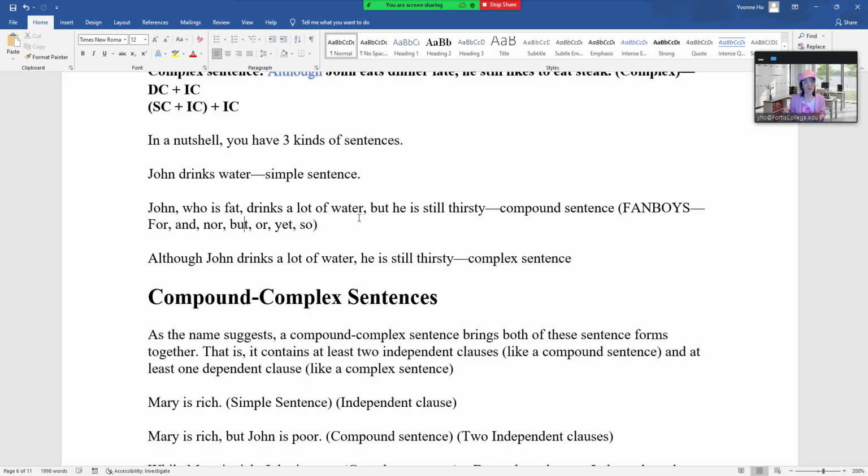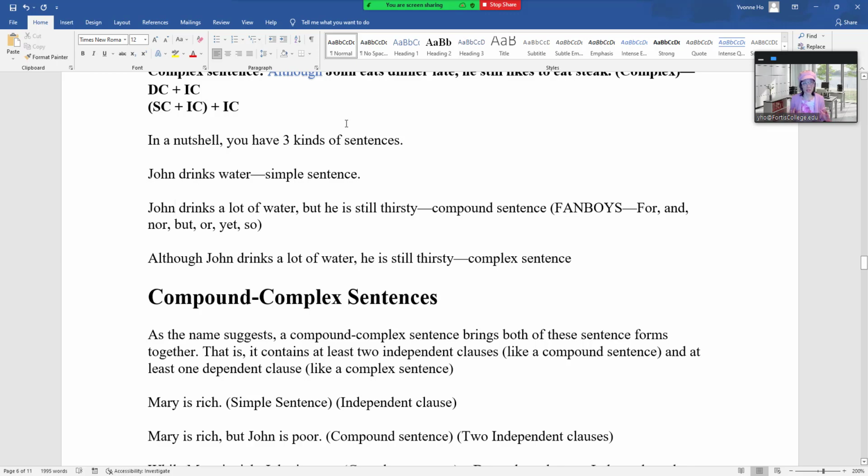Like you can have a gerund. This is just the icing on the cake, at just the very beginning. So that's why it's fun when you're just starting out. So that's how you have a compound complex sentence. If I take this dependent clause out, John drinks a lot of water, but he is still thirsty. Then it turns back into a compound sentence. So that's all this is.